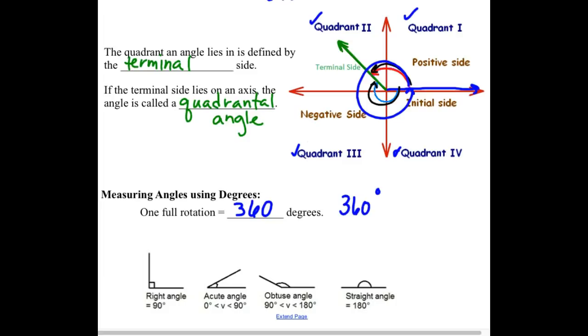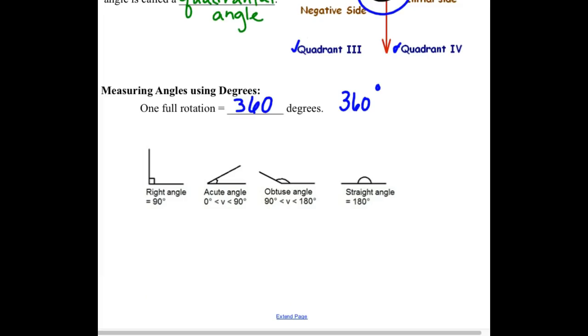Okay, so these are angles that you should know already. We've got right angles that are 90 degrees. Acute angles are between 0 and 90. Obtuse is bigger than 90, but not quite to 180. And if you actually get all the way across to 180, you are at a straight angle. Yes? Those are familiar to you? Okay.